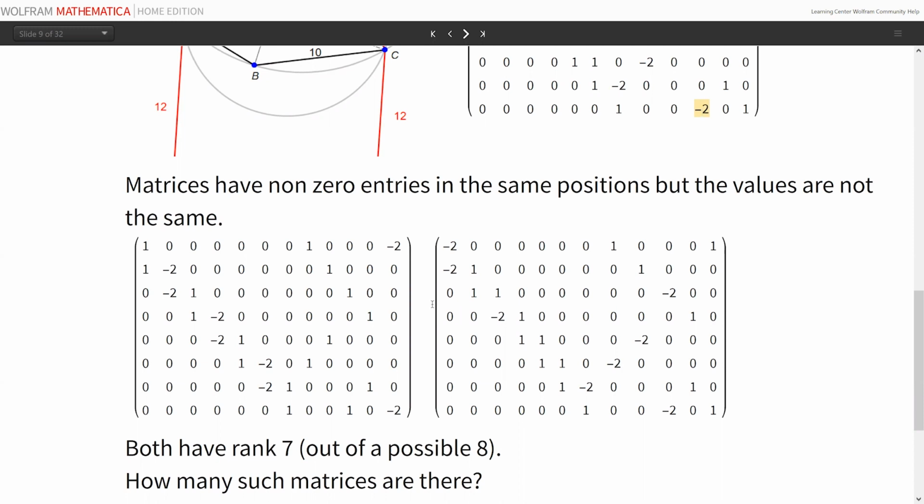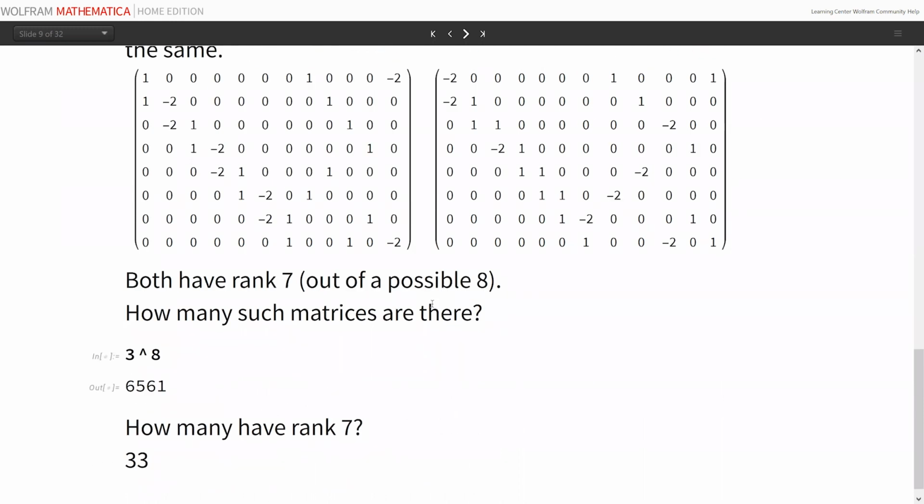Well, how many such matrices are there? There's only 3 to the 8. How many? You have to put the -2 somewhere on each row. So that's only 6,000 odd. I easily crank that into Mathematica and calculate the rank of each. How many of those have rank 7? The answer is 33. I thought, okay, great, 33 matrices, 33 theorems. Then I thought, well, wait a minute. Maybe they're not all really the same because I can change the labeling of things, and maybe those 33 are just my 2 in different guises.